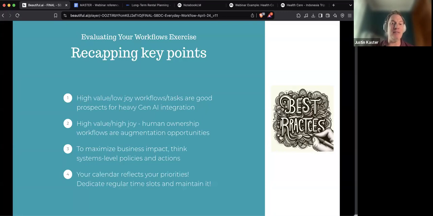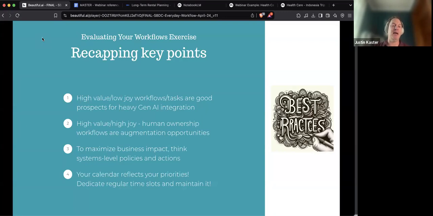So recapping key points here for this mapping process: high value, low joy, as Vicky said, are great prospects for heavy AI integration. High value, high joy, or where human ownership should be there, you can augment, right? There's spots that you can bring it in. It's high value, so you should probably think about that. Number three, to maximize business impact, I mentioned this as one of the overarching principles. Think about this at a systems level. So as an organizational leader, how are you permitting people to make time to assess their workflows? How are you rewarding them, right? Those are things to think about.